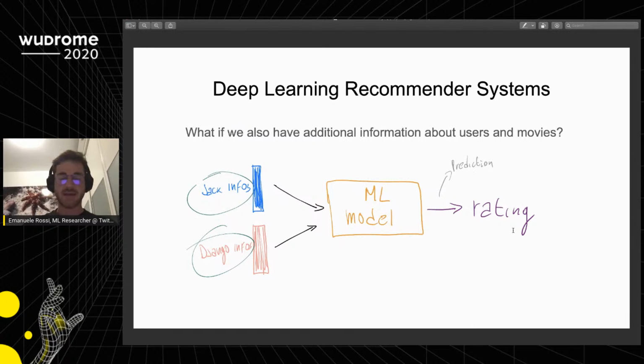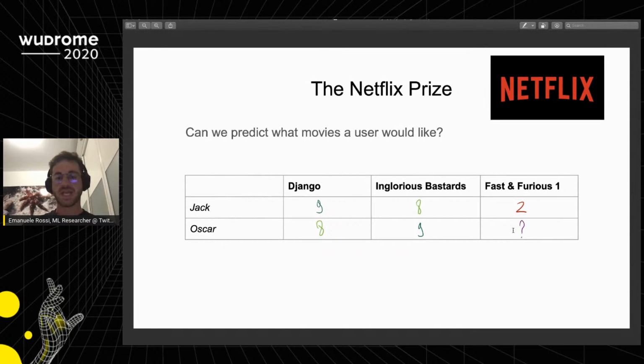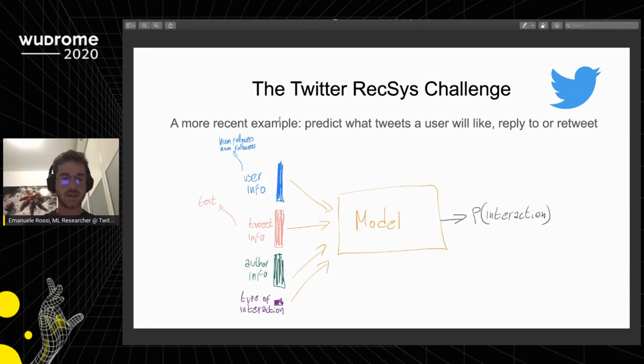Going to a more recent example, which builds on this. Maybe I didn't mention, but the Netflix challenge was started in 2006, so a very long time ago. More recently, actually this year, Twitter introduced its own challenge, and it contains a lot more information and more tasks. What you actually want to predict is what tweets a user would like, but also reply to or retweet.